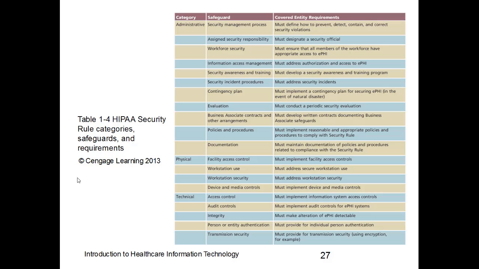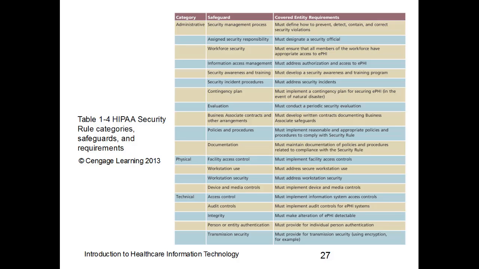And here are some examples of administrative, physical, and technical safeguards that the security rule focuses on. For example, in the administrative category, some safeguards include the security management process. So this must define how to prevent and detect and correct any security violations that may come up. Developing a training and awareness plan for this data. Being able to maintain a documentation of policies and procedures that are related to the compliance of the security rule.